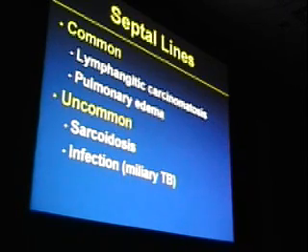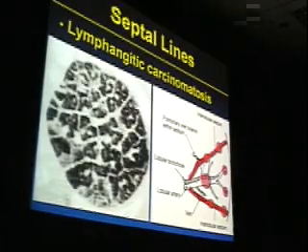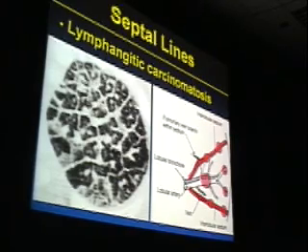Uncommonly, we will see sarcoid manifesting with a fair amount of septal thickening and certain cases of disseminated infection such as miliary tuberculosis. That's relatively uncommon. Most of the time when septal thickening is the predominant abnormality, we're going to be talking about lymphangitic carcinomatosis or pulmonary edema. Now, this particular case is an obvious example of lymphangitic carcinomatosis, and the reason is that not only are the septa thickened, but they are nodular. When you see nodular thickening of the septa, most of the time you're going to be dealing with lymphangitic carcinomatosis.